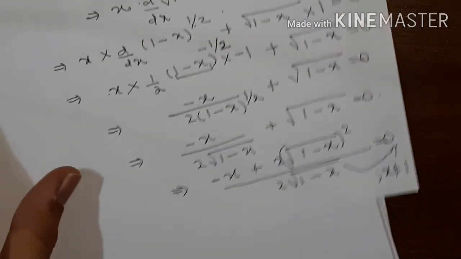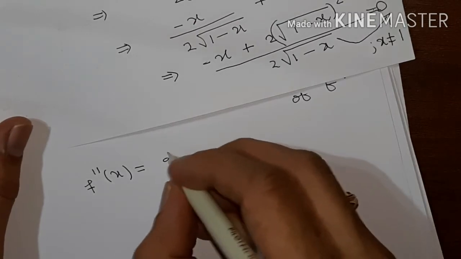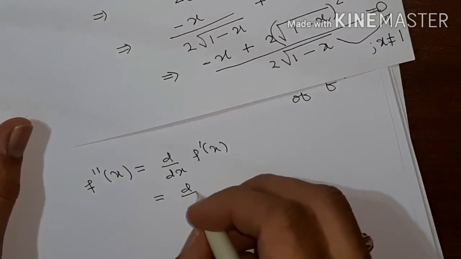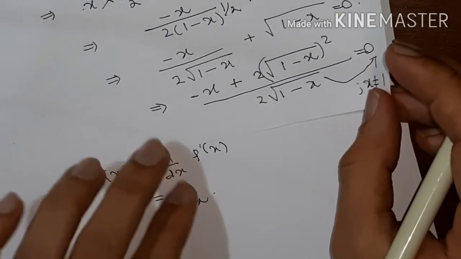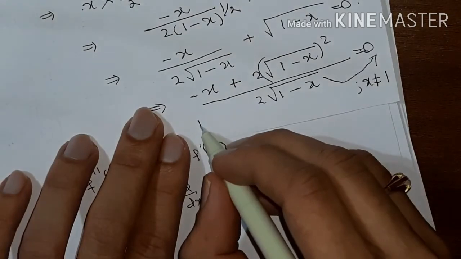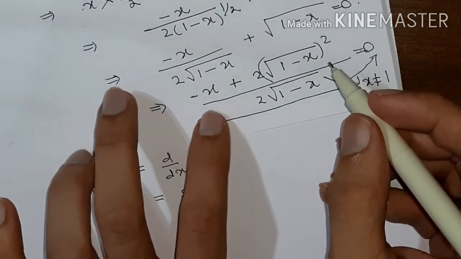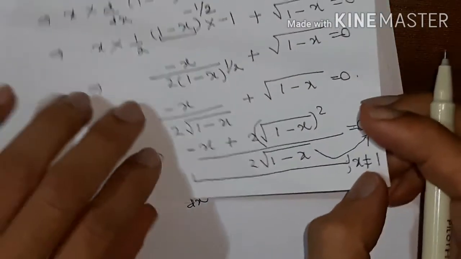So what is f double prime of x? F double prime of x is nothing but the derivative of f prime of x, right? So what is the derivative of f prime of x? This is f prime of x, and we can take the simplified form, or there is one more simplified form that we can take.